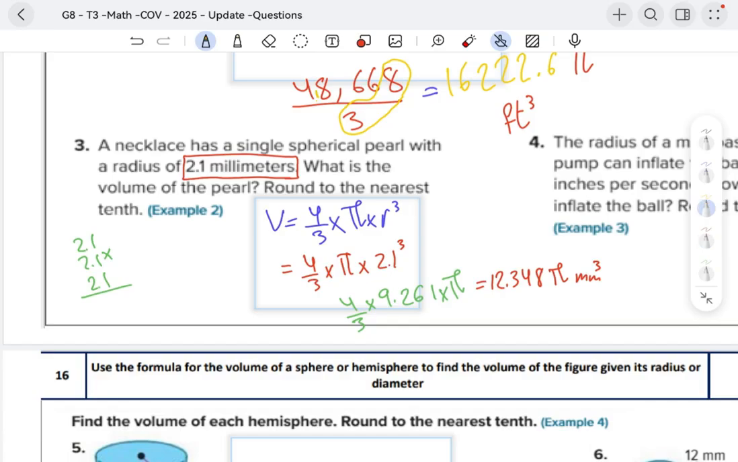But note that the question asked me to round to the nearest tenth. This is the tenth. We have to look at the digit after it. It's less than 5, so we're going to round it down. It will be 12.3 pi millimeter cubed.